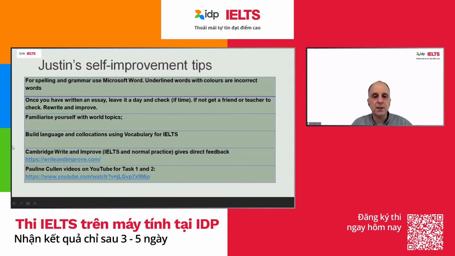If you have time, build up vocabulary with Cambridge Vocab for IELTS. This is a Cambridge website, for IELTS and normal practice. It gives automatic feedback, which is obviously from an algorithm. And some of those Pauline Cullen videos I was talking about, there's a link for that. She mentions some of the things I'm still learning as I go as well.